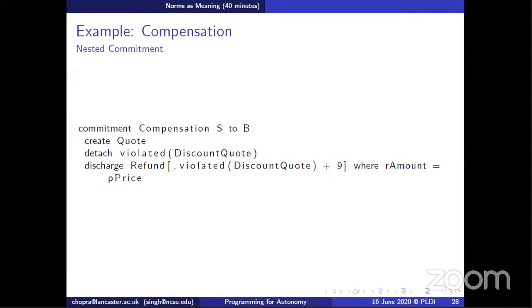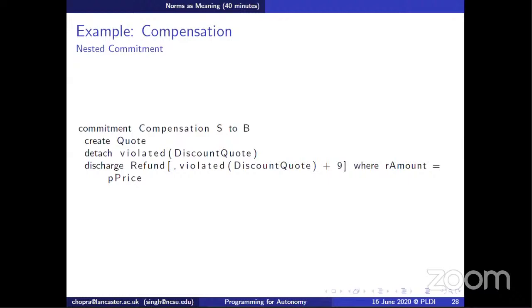You can write more interesting commitments. We showed you a commitment that was 4 lines long and generated 1,060 lines of SQL. This commitment actually nests the other commitment. So this is a compensation commitment which says that it's from the seller to the buyer. It is created upon a quote event. And it says that if discount quote is violated, then refund will be done within 9 days of discount quote, where the refund amount is whatever payment was made. So this shows how commitments can be used to capture compensations.